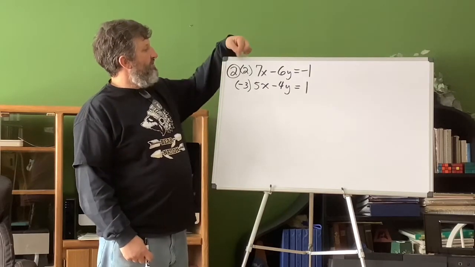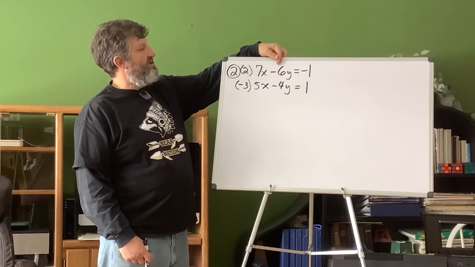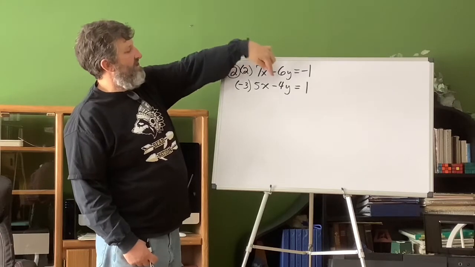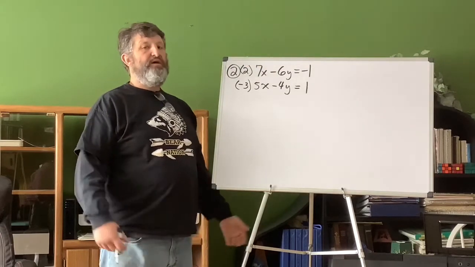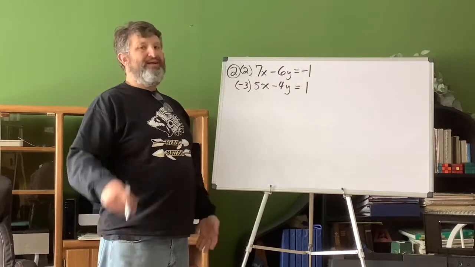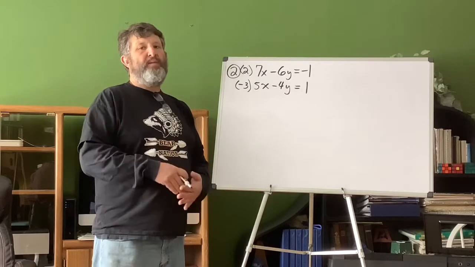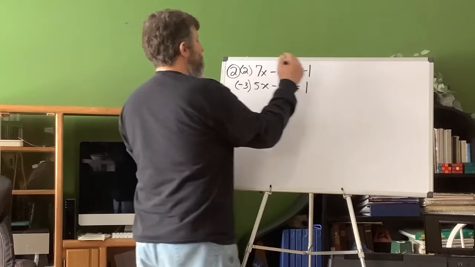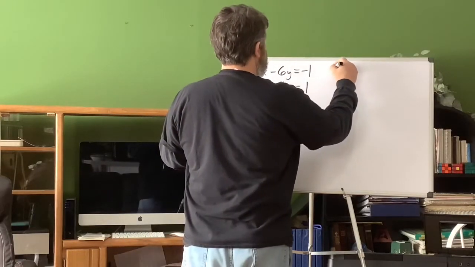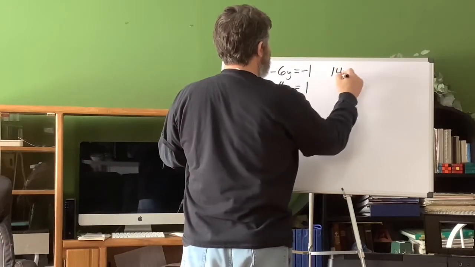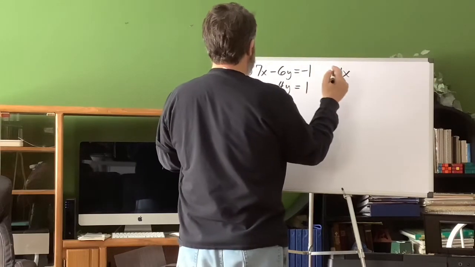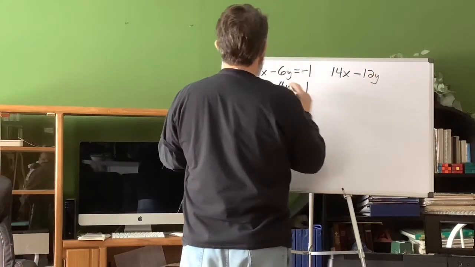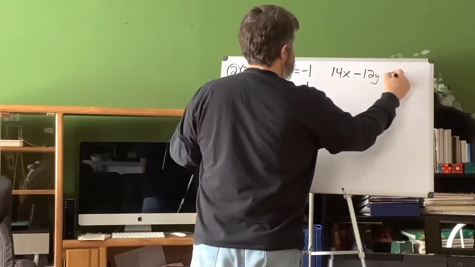Well, because I knew, look, if I go 2 times negative 6, that's going to be negative 12, right? Now, negative 3 times a negative 4, that's going to be a positive 12. And as you guys know, we've always been trying to get the same coefficient with opposite signs. All right, so here I go. 2 times 7x is 14x. 2 times a negative 6y is a negative 12y. And 2 times negative 1 is a negative 2.